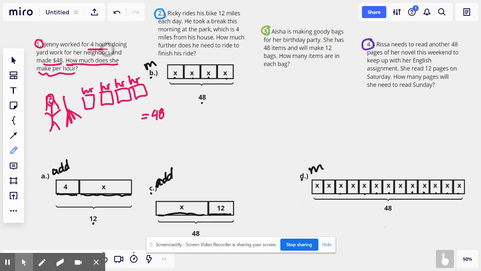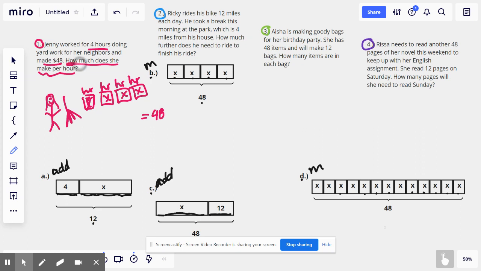So it says she works 4 hours. Altogether, she made 48, but how much does she make per hour? We don't know how much she makes per hour, right? So I could just put a question mark there. But in algebra, when we don't know something, what do we use? We use a variable. So I'm going to put a variable there.